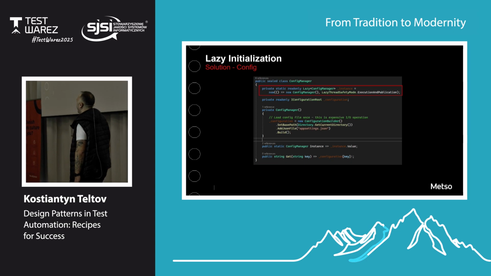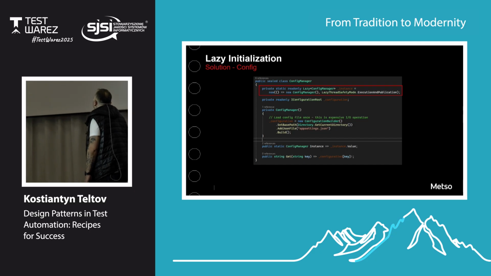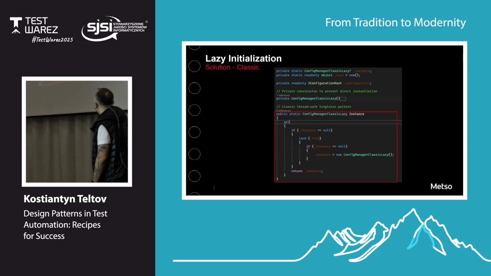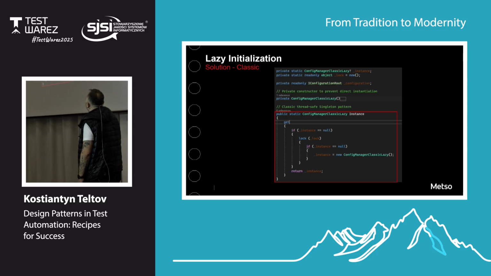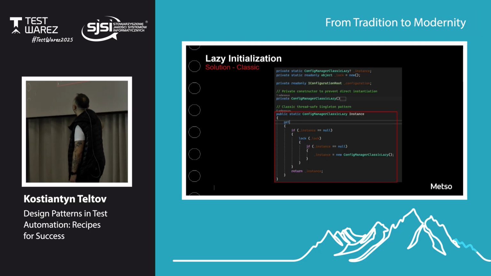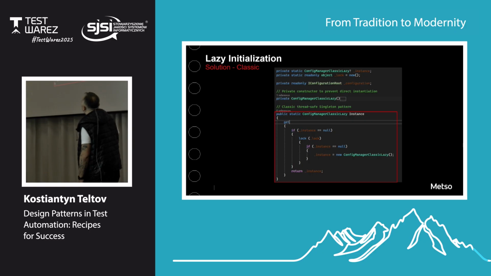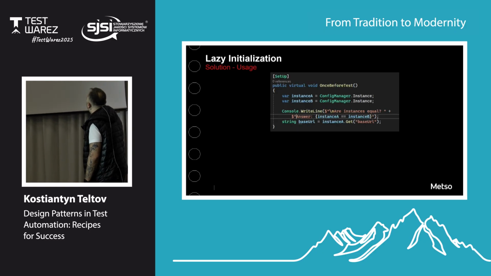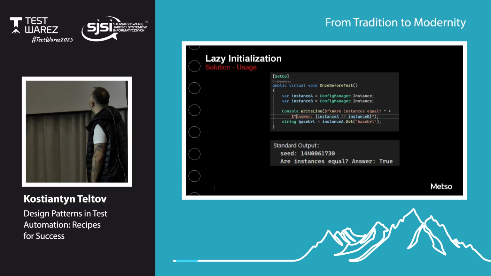But if we look at the more old school way, which some programming languages still use, we just need to check whether our instance exists or does not exist, and create our instance and return it if we need it in our property getter. And yes, we've already seen this usage, so nothing new here. Both instances will be the same.